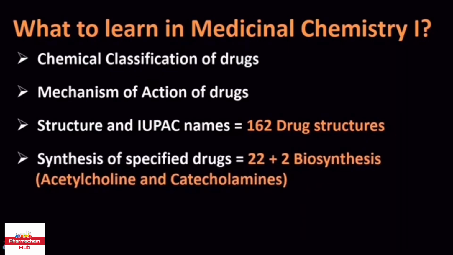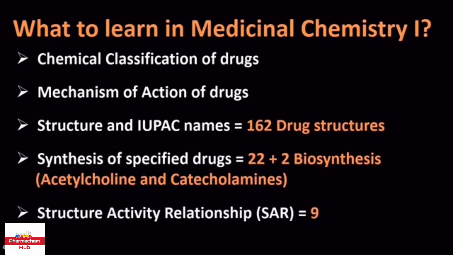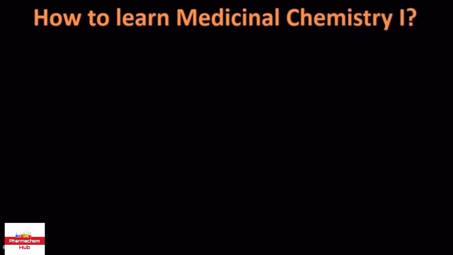Then you have to learn the synthesis of around 22 drugs specified in your syllabus, along with two biosyntheses, acetylcholine and catecholamines. From catecholamines, you may be asked to write the synthesis of dopamine, adrenaline, or noradrenaline. And finally, the most important part is the structure-activity relationship of 9 drug classes. So, one by one, we'll see how to study all these things: chemical classification of drugs, mechanism of action of drugs, structure-activity relationship, structure and IUPAC names. Okay, friends? Now, let's answer the second question, how to learn medicinal chemistry 1.